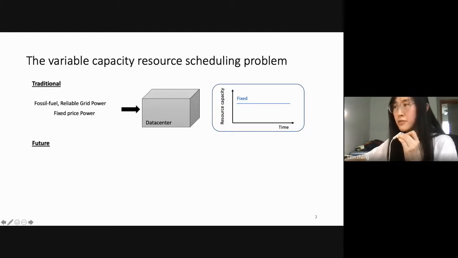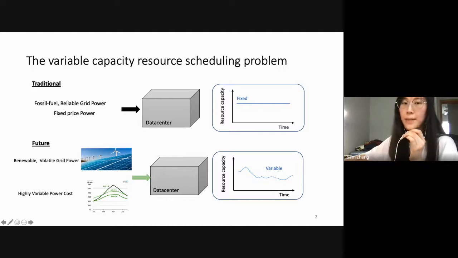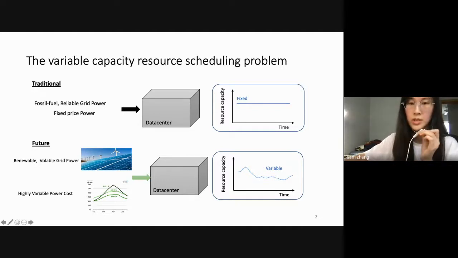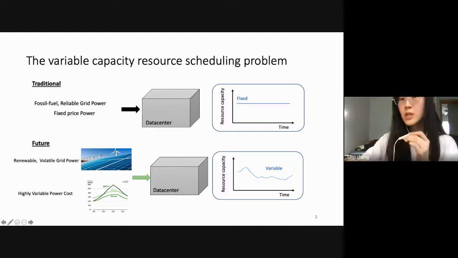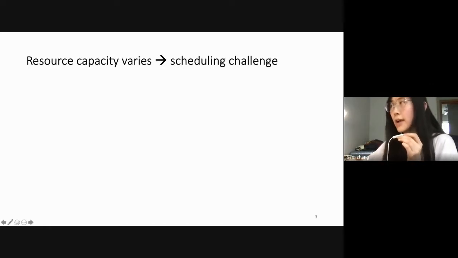However, in the future we envision there will be volatile renewable grid power or highly variable power cost feeding into the data center. Different from a fixed horizontal line, we will have variable resource capacity that varies over time. And sometimes the scheduler won't know the future. So why would resource capacity vary?